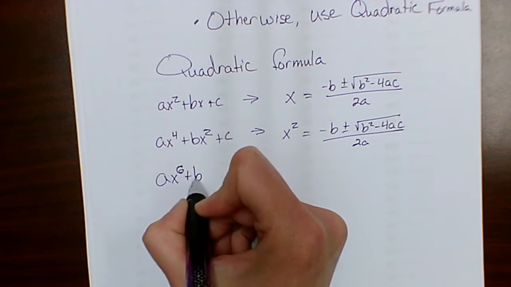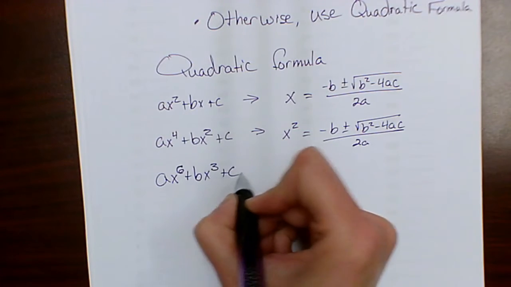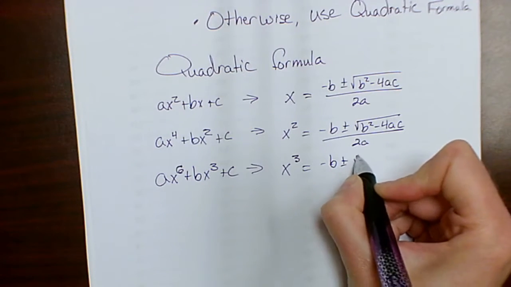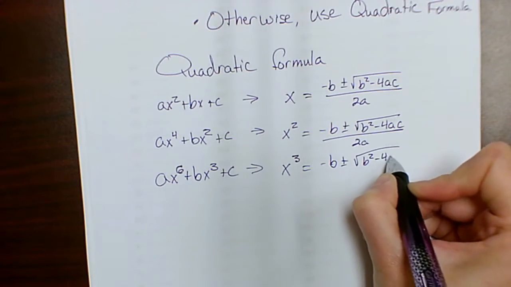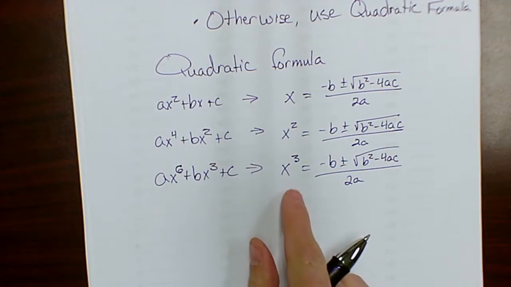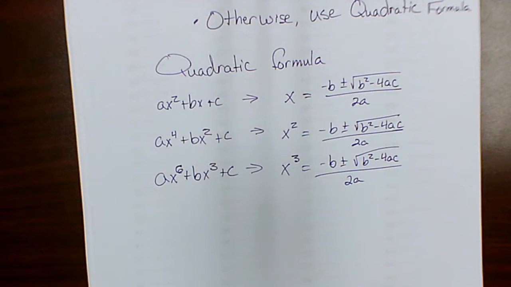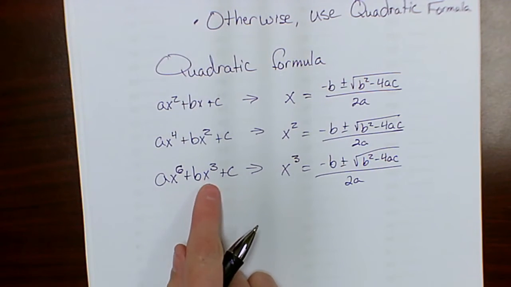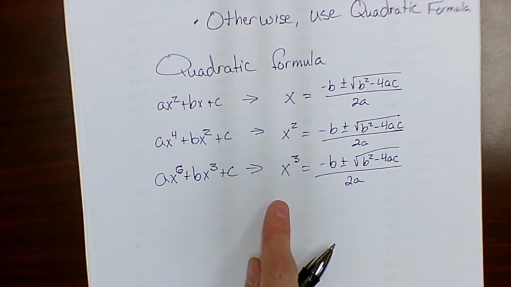And then if we bump it up one more time, we get x to the third equals negative b plus or minus the square root of b squared minus 4ac all over 2a. And instead of leaving it as x to the third, you're going to cube root each side. So the degree of your middle term will tell you the degree of your x.